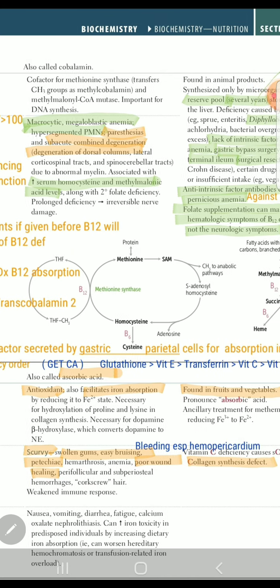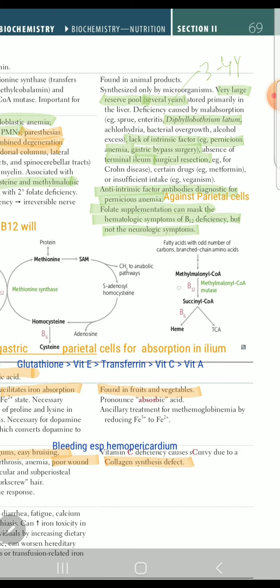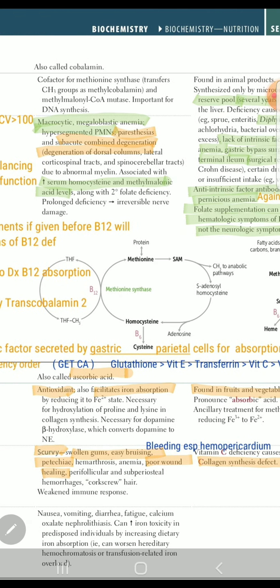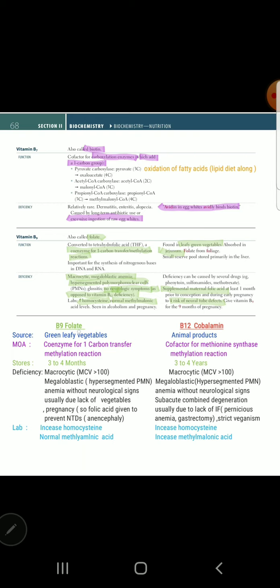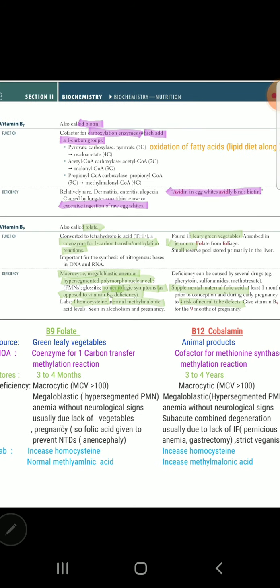But B12 is also used in another reaction separately. If it is deficient here, methylmalonyl CoA mutase is not functional, and methylmalonic acid levels are raised. So both methylmalonic acid and homocysteine are raised in B12 deficiency, and only homocysteine is raised in B9 deficiency. So B9: increased homocysteine, normal methylmalonic acid. B12: increased homocysteine and increased methylmalonic acid. And then of course, folic acid supplement should be given in pregnancy.